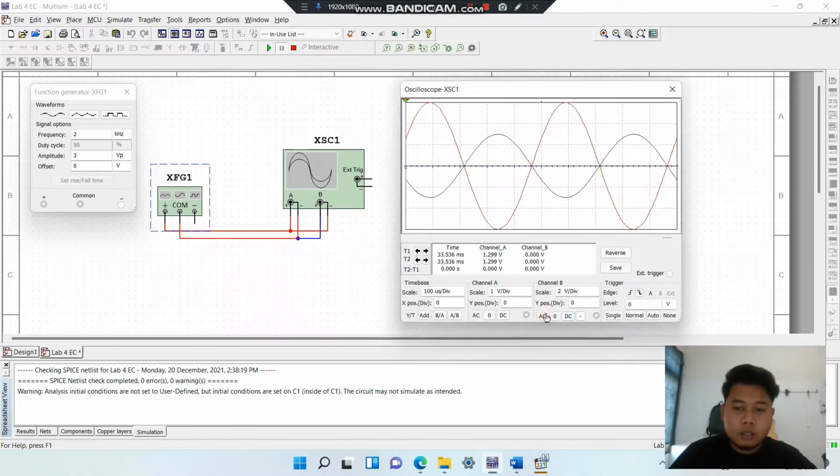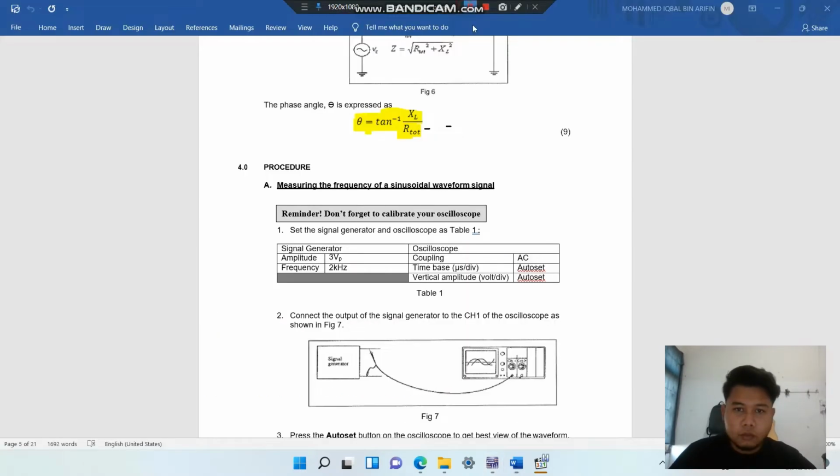Why do we do like that? Because we want channel A and channel B to be more clear and easy to read. If we put positive to positive and negative to COM for channel B, the signal will be under the signal of channel A. We don't want that, so we put positive to COM and negative to the positive of the function generator for channel B. After that, we have already calibrated our oscilloscope.